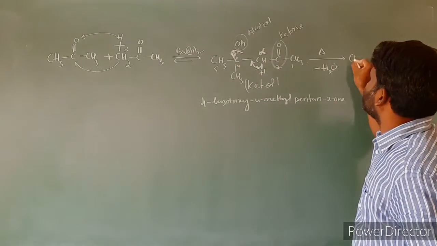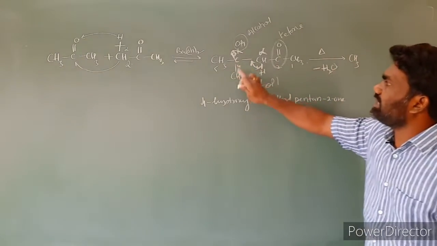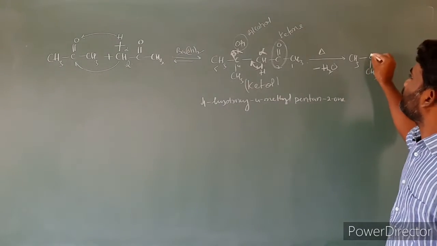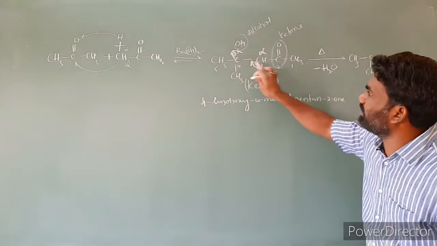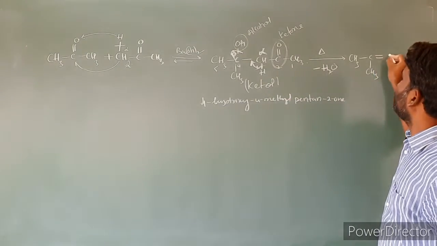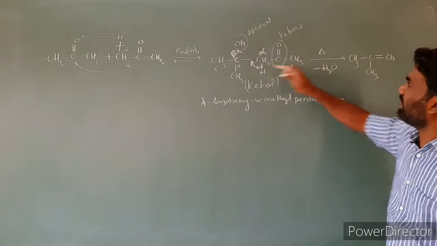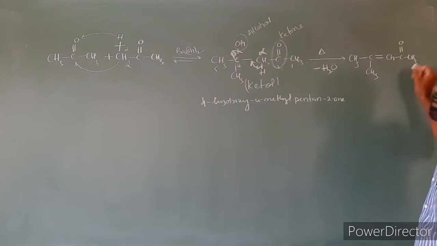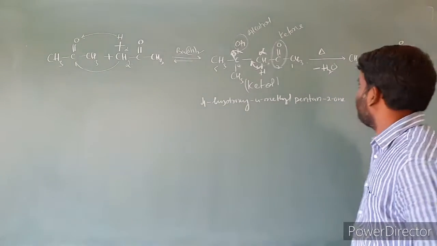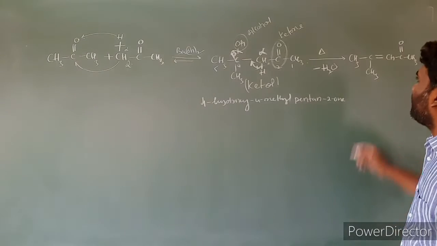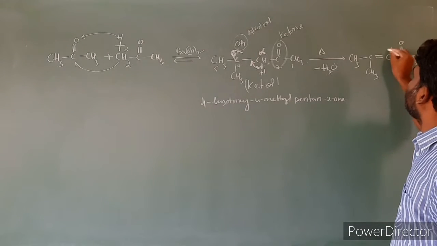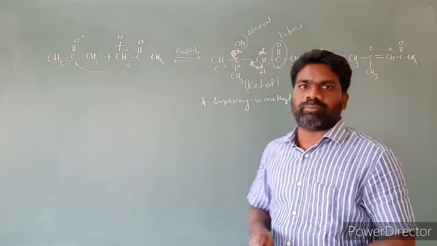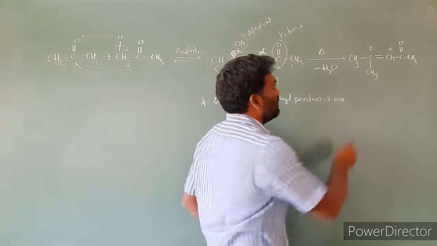Then join the remaining things: CH3, C, CH3, C, CH3. This is the beta carbon, this is the alpha carbon, and between them we make a double bond. CH, then remaining C double bond O, CH3. This is the product formed in this reaction. So what is the name of this product? Look, this is the alpha carbon, this is the beta carbon, and between alpha and beta there is a double bond formation.